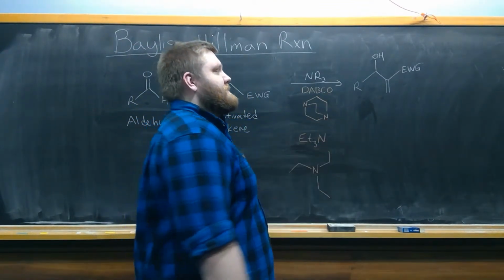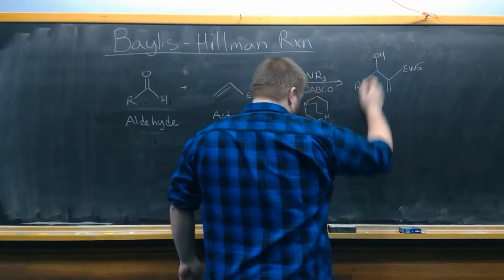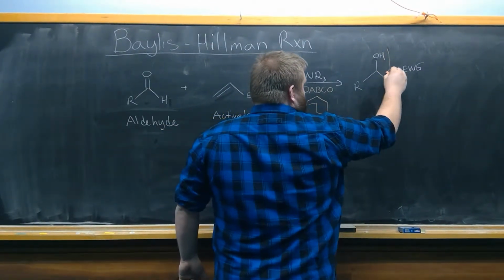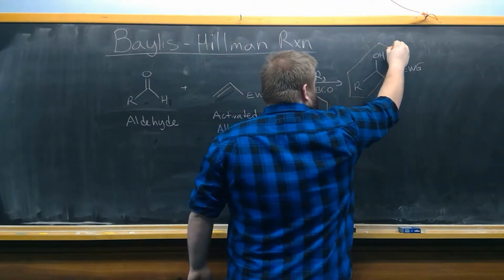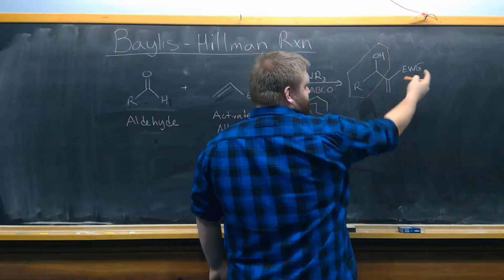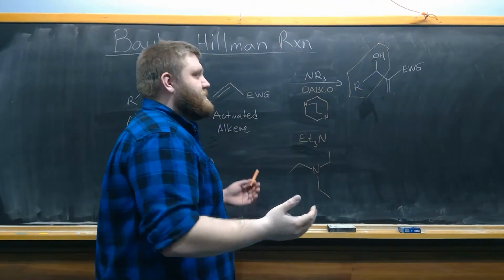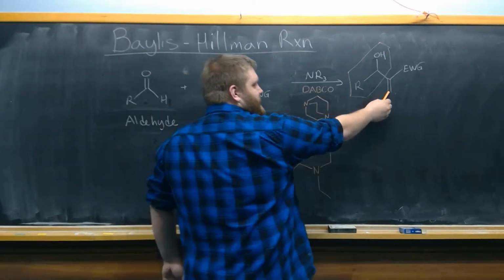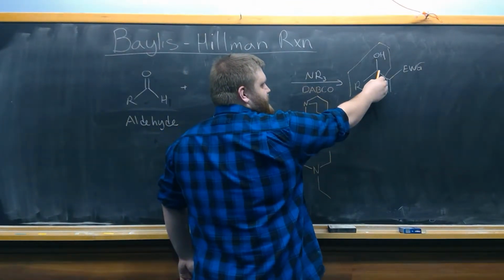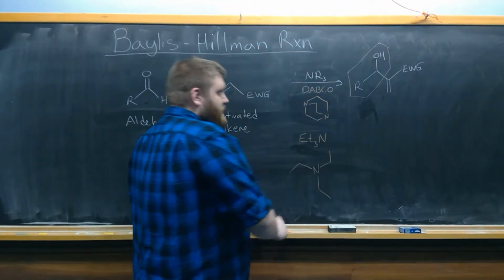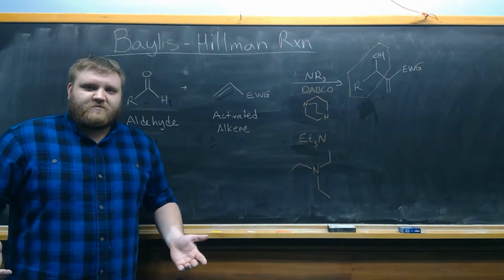in a Baylis-Hillman reaction, which takes this, used to be our aldehyde, and this kind of looks like it used to be our alkene. So they come together, you keep the double bond, you don't lose it, and your aldehyde turns into an alcohol. So that's the general overview of the Baylis-Hillman reaction.